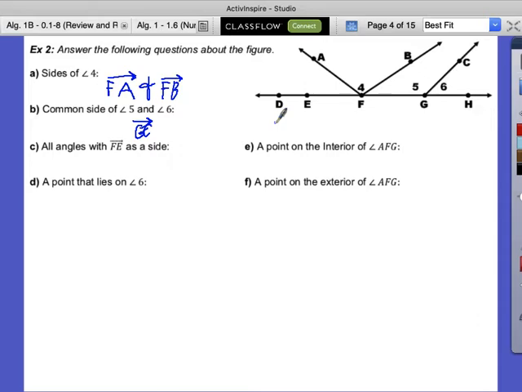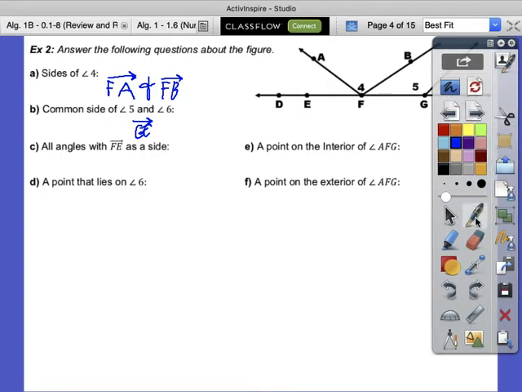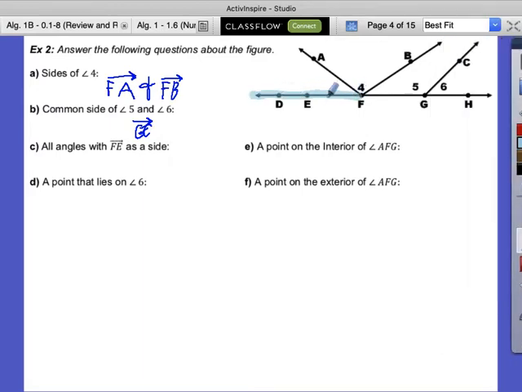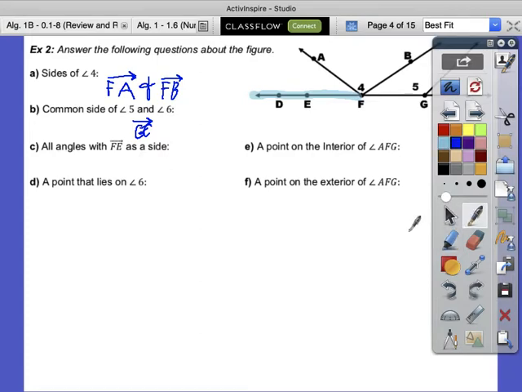All angles with ray FE as a side. So we're looking at all angles with that as a side. Notice just because it stops at E in our description, ray means it goes on forever. Okay? So we have multiple angles with this as a side. We can use letters, we can use numbers, okay? So what's one angle, excuse me, with ray FE as a side? Schroeder. Angle DEF. Okay, angle not DEF. FED. Nope.